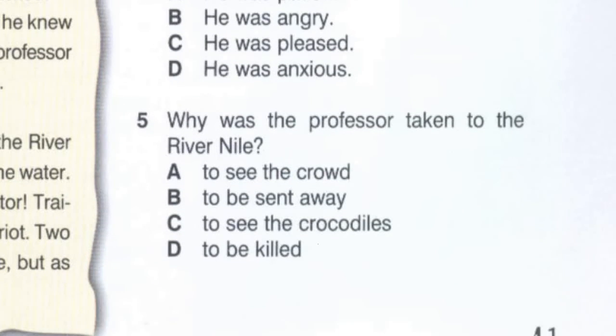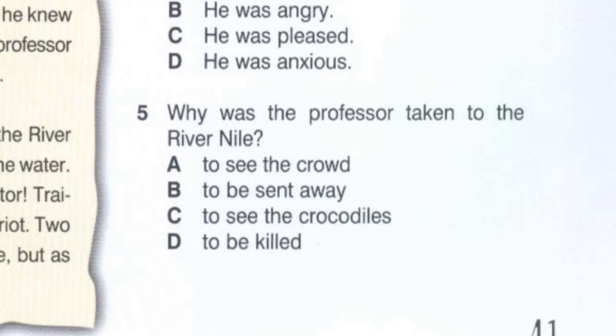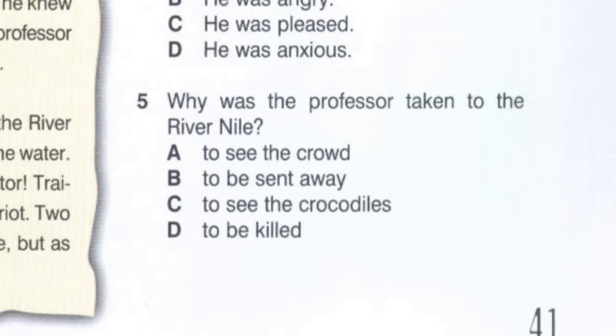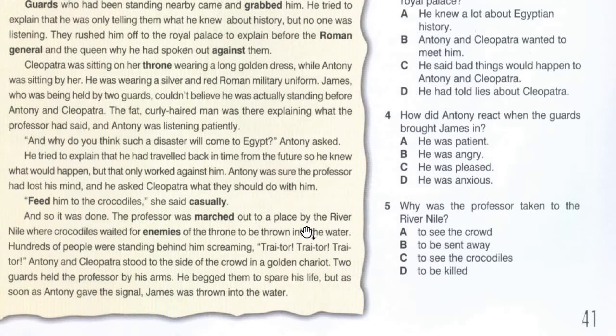How about question number 5? Look at the question. Why was the professor taken to the river Nile? A. To see the crowd. B. To be sent away. C. To see the crocodiles. D. To be killed. A, B, C, or D? Well done. The correct answer is D. But we're not done yet. As I said, we've just started.